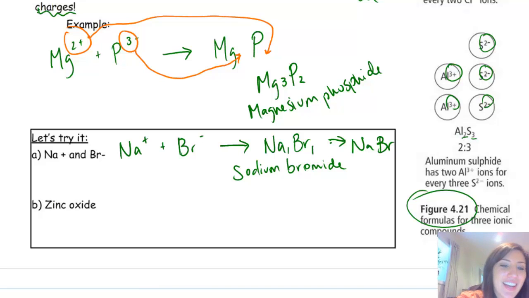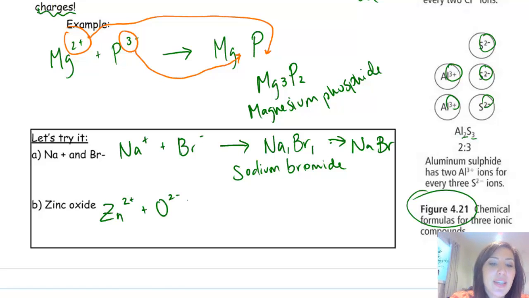Let's try zinc oxide. Zinc, symbol is Zn, 2 plus, and oxygen is 2 minus. So when these come together, we would get zinc with the 2 here going down to the subscript of the zinc, and the oxygen with the 2 up here going down to the subscript of the O.